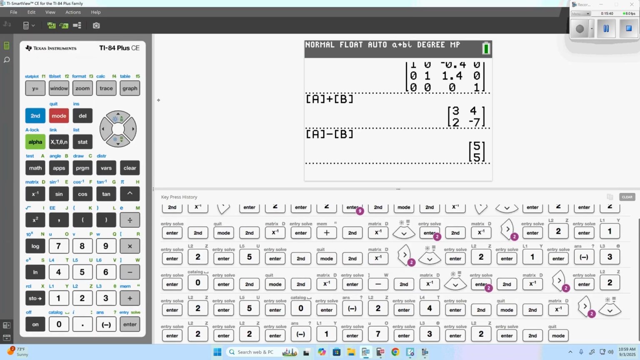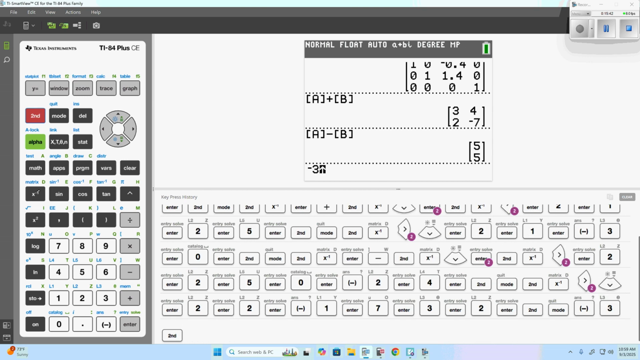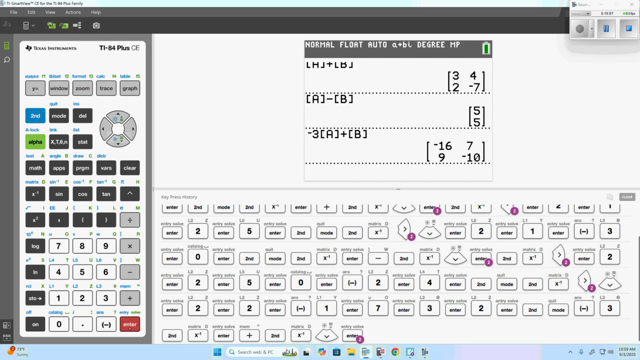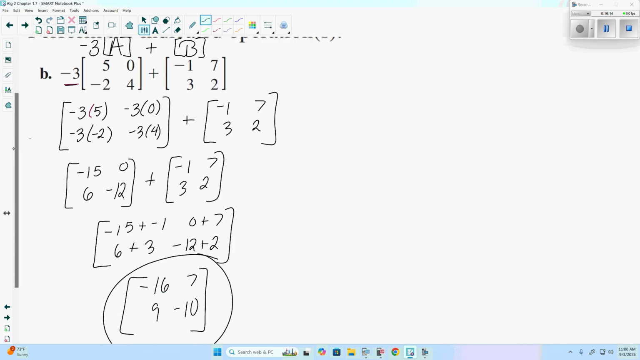So we type it into the calculator. We're going to say -3, second matrix A. We can put them right next to each other because the calculator is going to understand they're being multiplied, they're being scaled. And to that, we're going to add second matrix B. Did we get the same answer? So when we start doing multiple scalars and multiple addition subtraction, this can be helpful. Questions on this here?